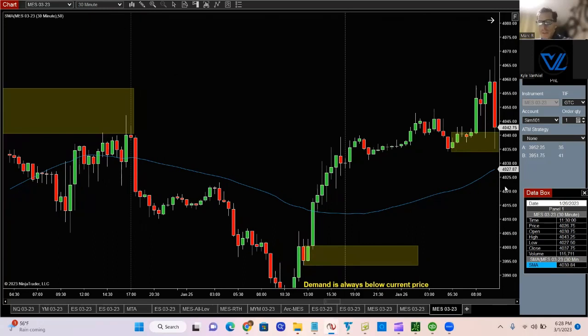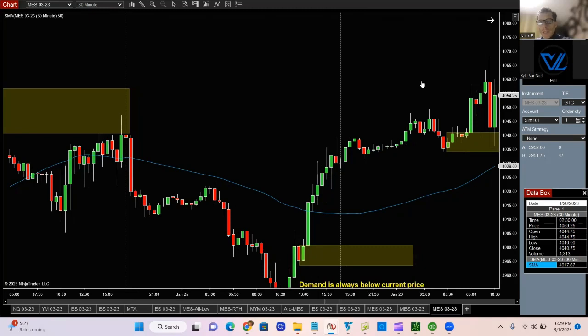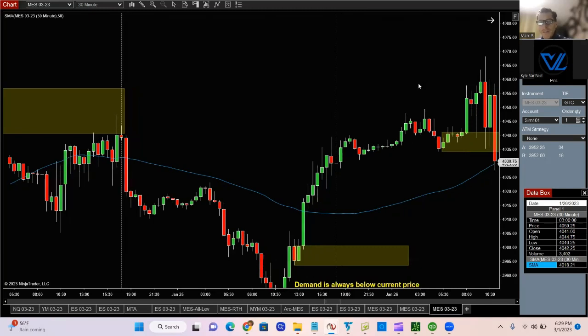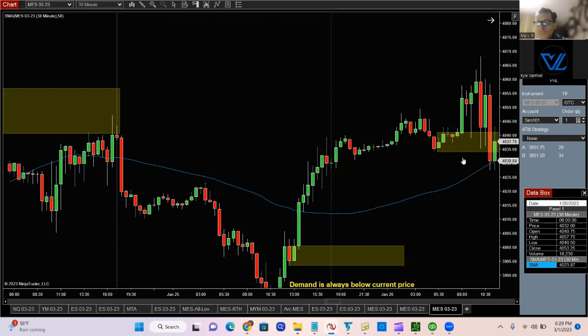What time of the day was this? This is 10 a.m. There might have been some news there. Back up again and down again. Yeah, this looks like news action because these are 30-minute candles. Who knows? Not super important because right now we're just talking about how do you draw levels, how do you find levels, how do you see levels.